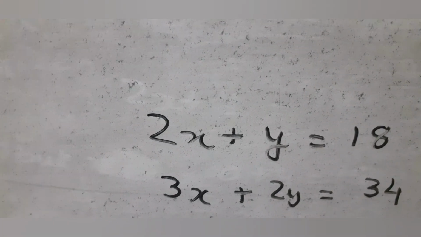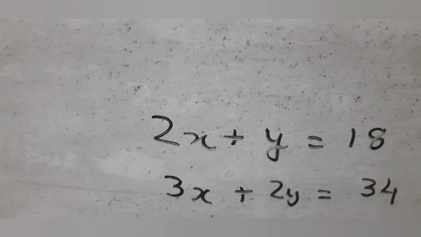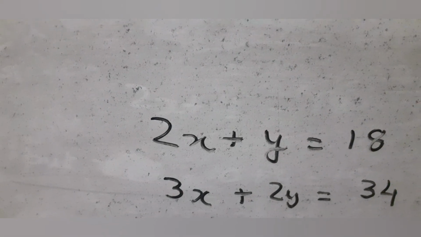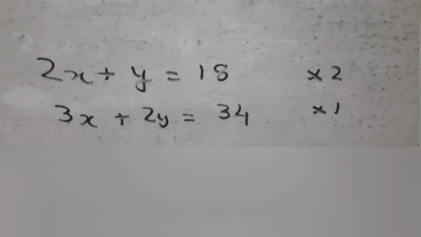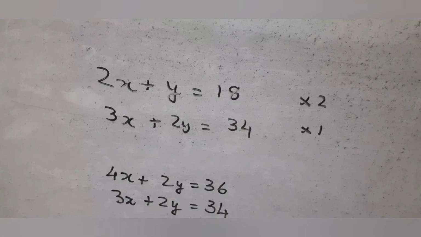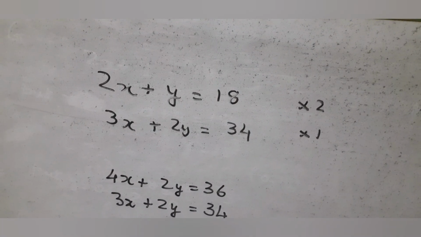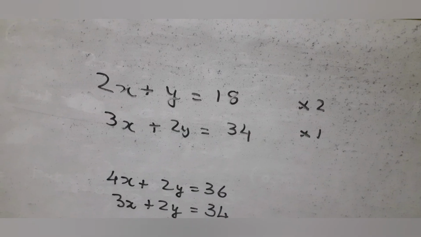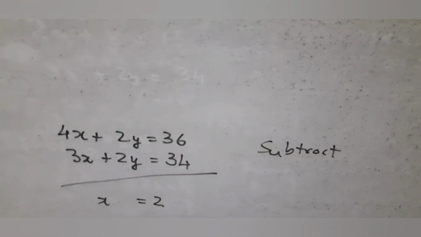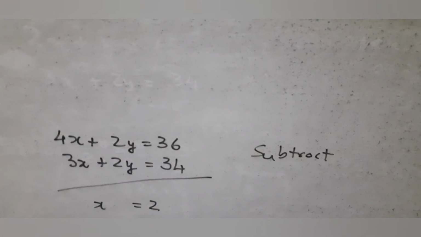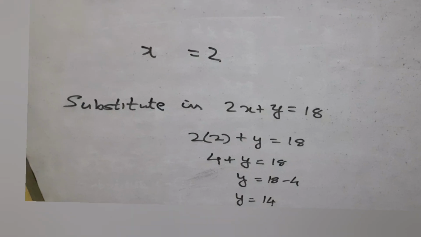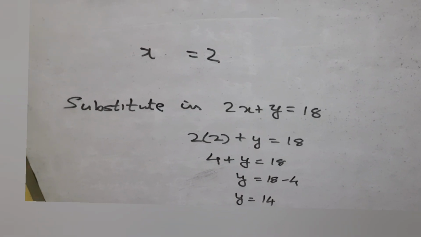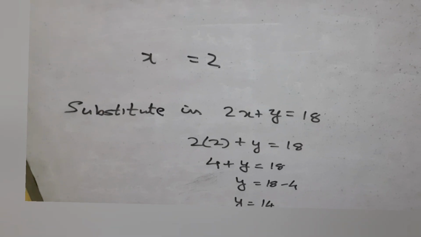We will use the elimination method to solve the two equations. To eliminate y, multiply the first equation with 2 and the second equation with 1, then subtract. Get x equal to 2, substitute this in either of the equations to get y. So we get the point (2, 14) for B.